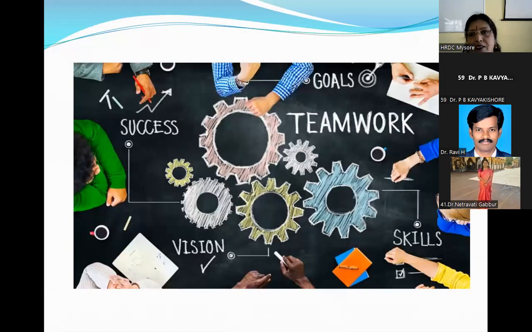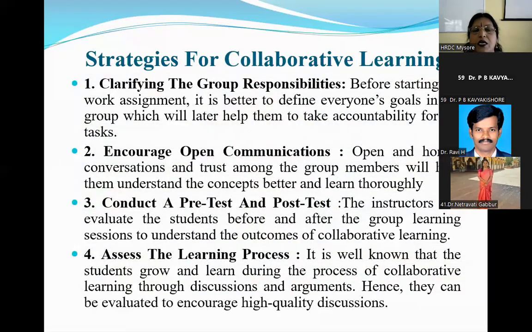So success, the teamwork brings about, there's a goal. So they want to be successful. There is a vision and they have their skills. All this put together brings about effective learning. What are the strategies of the collaborative approach? So there should be some strategies.